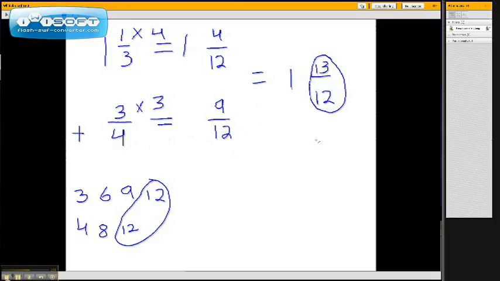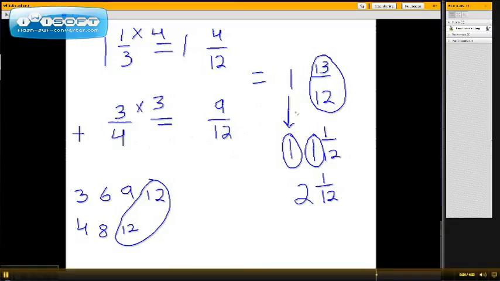12 goes into 13 once. If you take 13, take away 12, you have 1 left over. And 1 over 12. So 13 over 12 becomes 1 1/12. Now I have this whole number, and I can bring down this whole number. That means I have 1 plus 1, or 2. And then you just tack on the fractional part. So it's almost like you carried over. It's like carrying in addition.